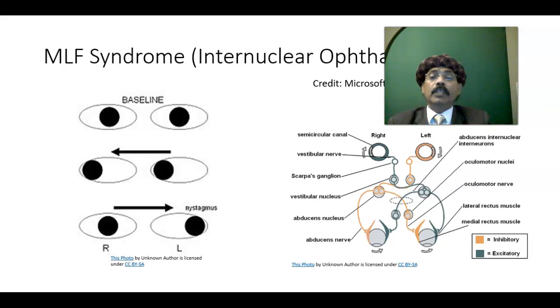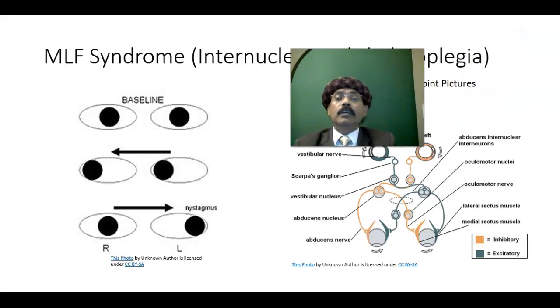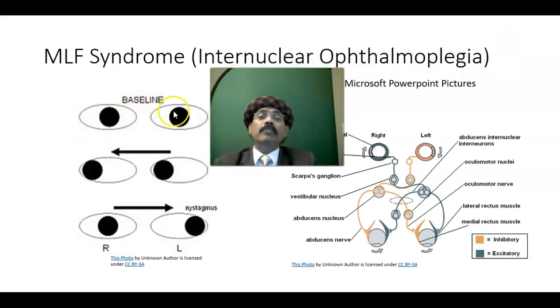Okay, if we go there, here this is baseline. A person is looking forward. Both eyes are moving. Here the lateral rectus is working, here the medial rectus is working. This person has an intact medial longitudinal fasciculus. Here the syndrome is there, medial longitudinal fasciculus syndrome.